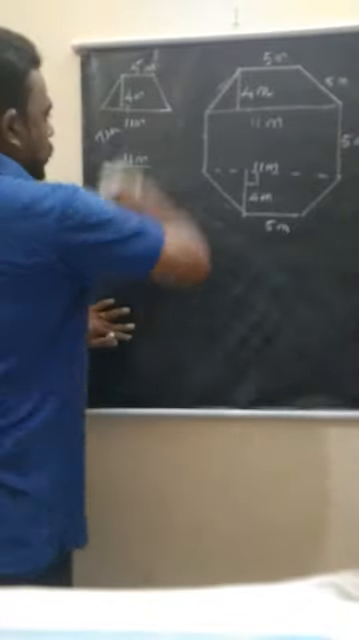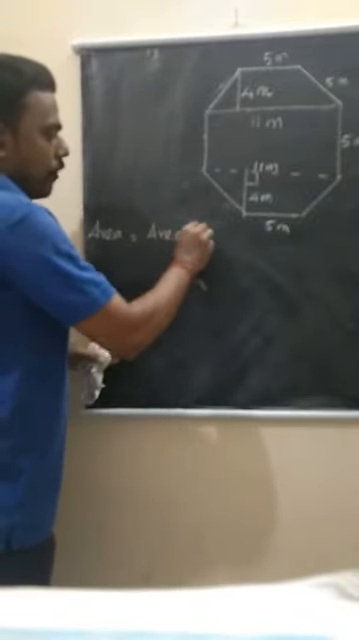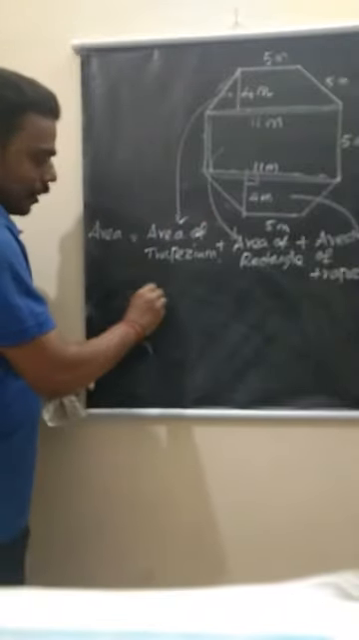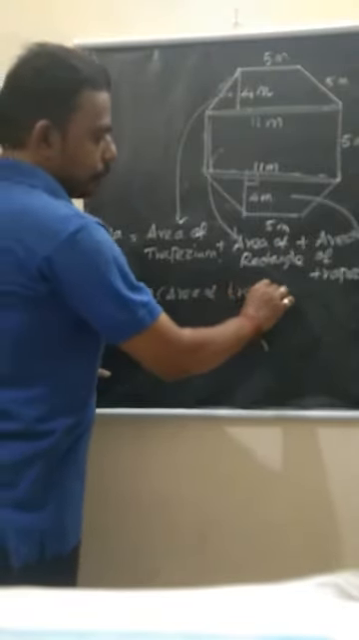So that is the area of the given shape. We are going to find the area of this trapezium, plus the area of this rectangle, plus the area of this trapezium. Both trapeziums are equal, so we can write twice the area of the trapezium plus the area of the rectangle.